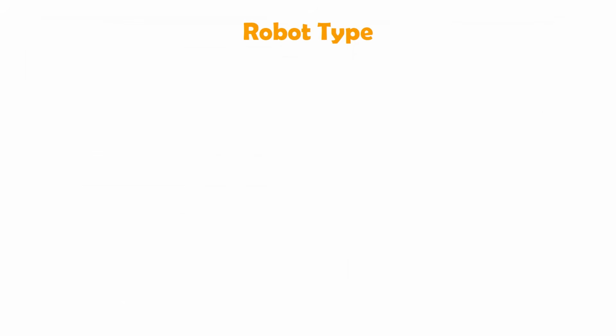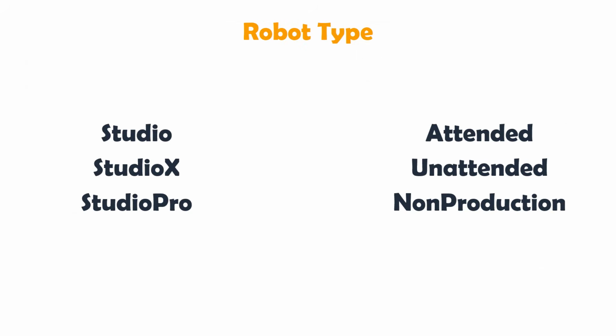Let's now talk about the robot types. We have the following 6 types. These fall into 2 categories: build and run. Build robots are to implement the business processes. As I already mentioned, we have 3 types: Studio, Studio X and Studio Pro. But as also already mentioned, in the new releases from UiPath, we don't have Studio Pro anymore. Only Studio and Studio X.